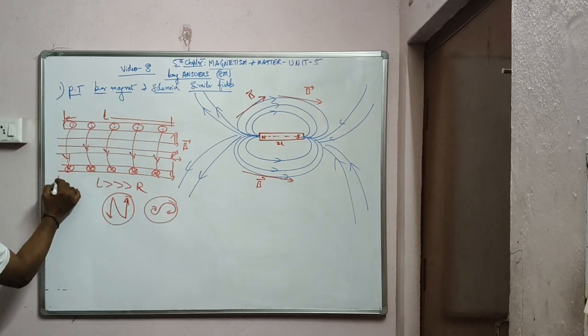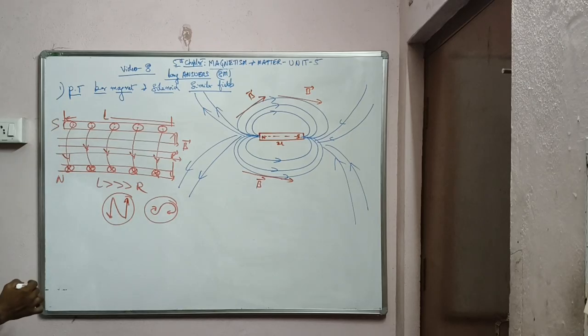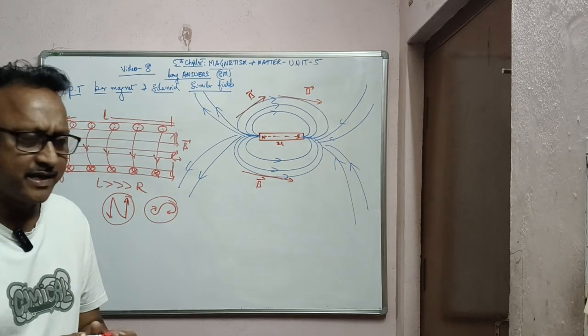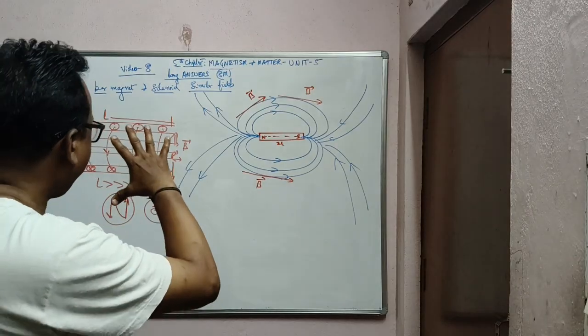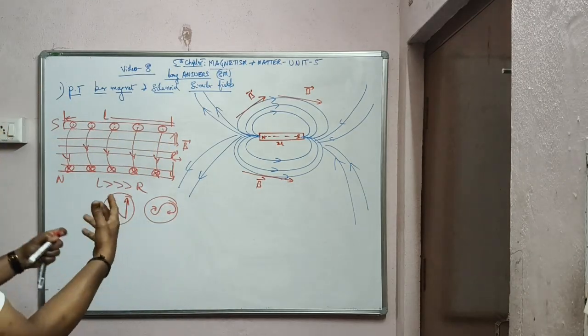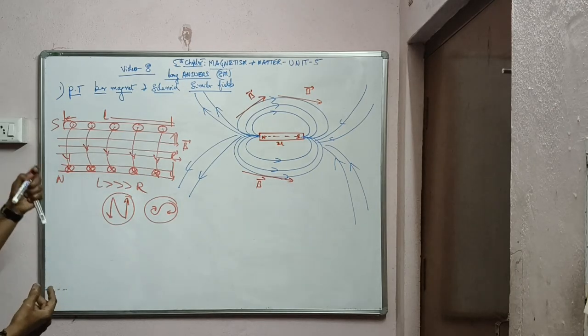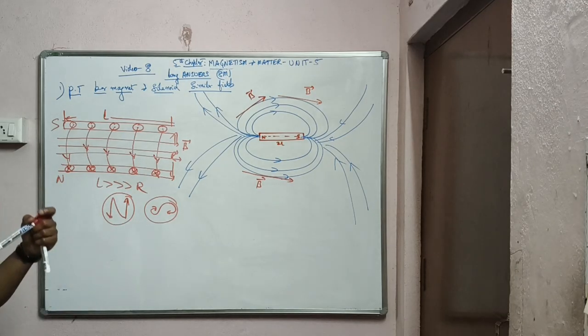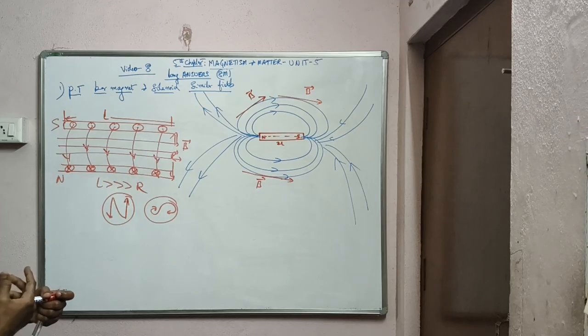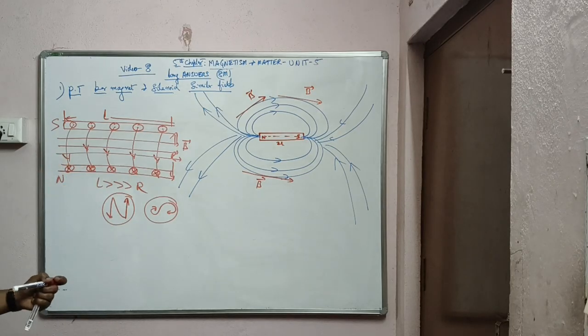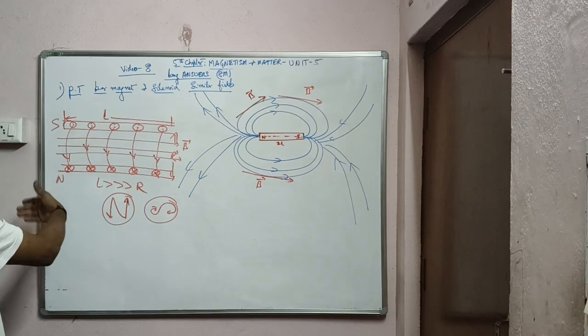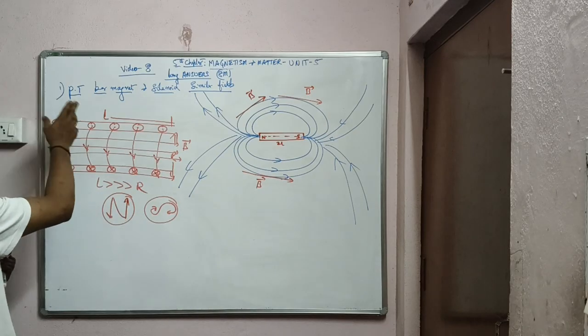So therefore it behaves like a magnet. A solenoid also behaves like a magnet. Depending upon the observation from one side, it is a north pole or a south pole. If the current is clockwise, it is the south pole. If it is anti-clockwise, it is the north pole. Magnetic lines go from north to south.